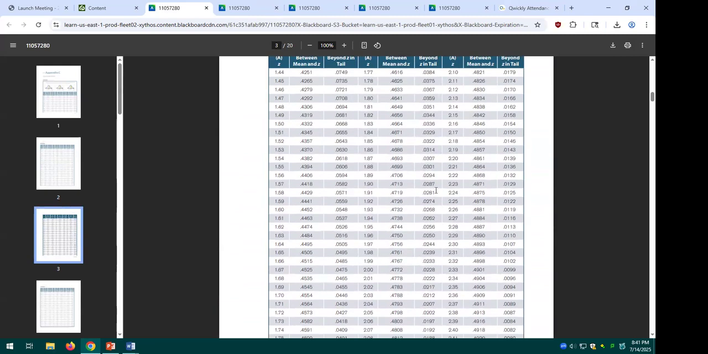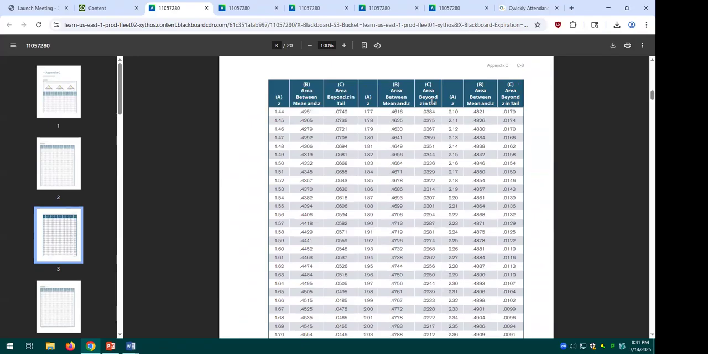So we want beyond the Z in the tail because we're looking at column C, which was 0.0250, which is right here. So we get 1.96 for our Z-score, which is our rejection region. If it hits 1.96 or higher, negatively or positively, we are going to reject the null hypothesis. If it's below, we retain it.